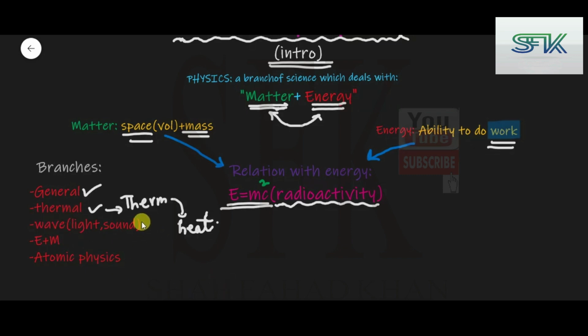Physics can be applied to waves as well. By the way, light and sound are both waves, they both have wave properties, and we also have a chapter on waves. Then electromagnetism. Light, for example, is an electromagnetic wave, and we are going to talk about that in detail. And then we can have atomic physics, nuclear physics, and so on. We can have multiple branches of physics. These are just a few of them.